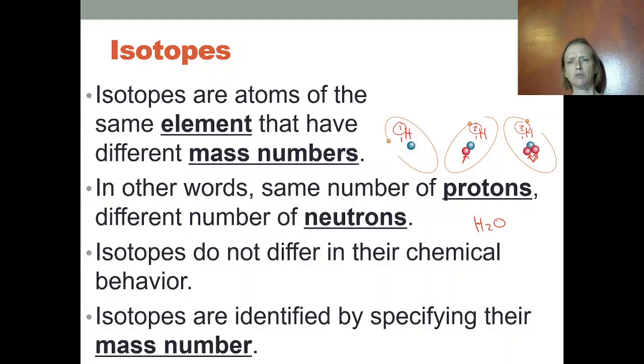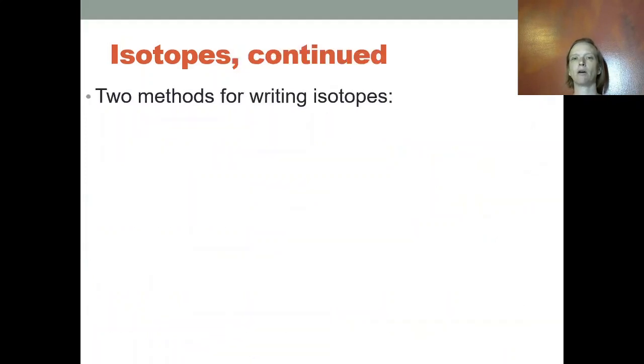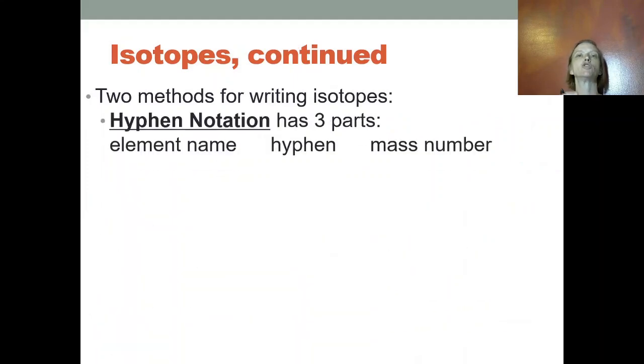We can specify an isotope by giving its mass number. And that's what I was doing up here. I was giving the mass number here in the top left corner next to the element symbol. So let's look at how we do that and how we specify mass numbers. So there are 2 different ways we can write isotopes.